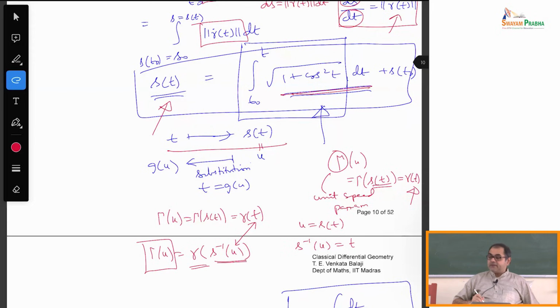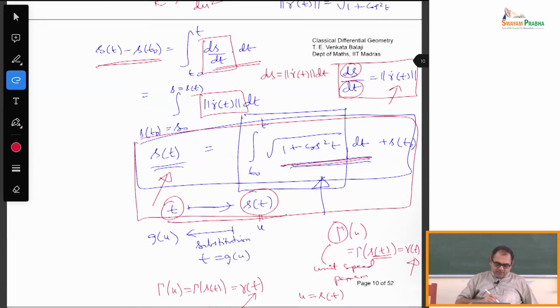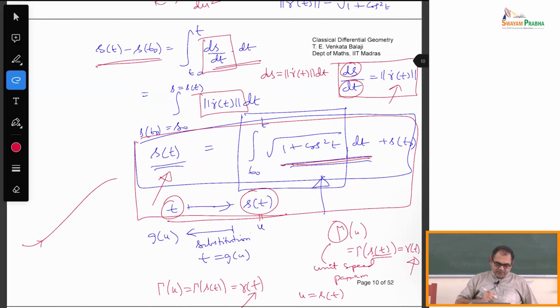But what does it mean? This arc length integral will give t going to s of t. What you are doing is that this is your curve. Your parameterization already gives you a direction or orientation of the curve, which is how the point on the curve moves as the parameter increases. Then what you are doing is taking a point p naught, which corresponds to t equal to t naught.